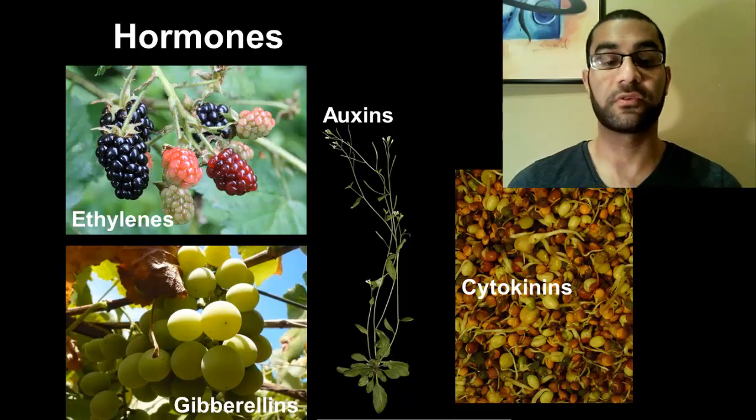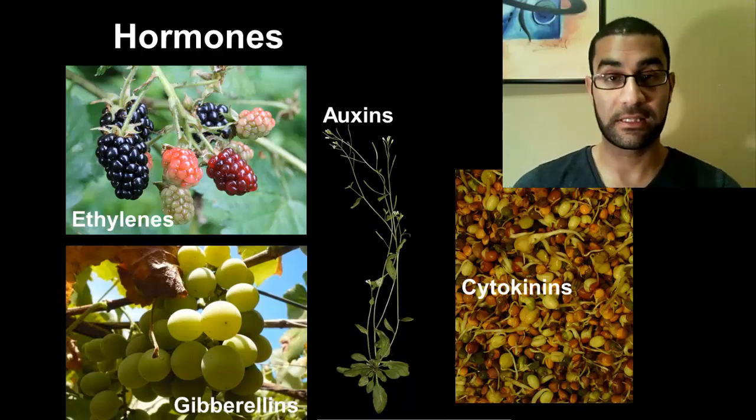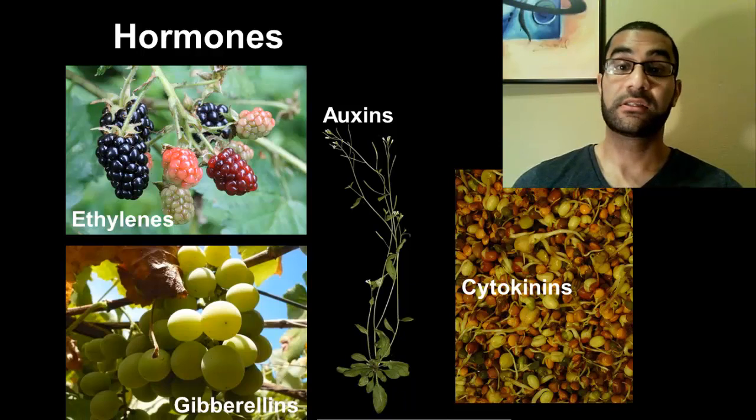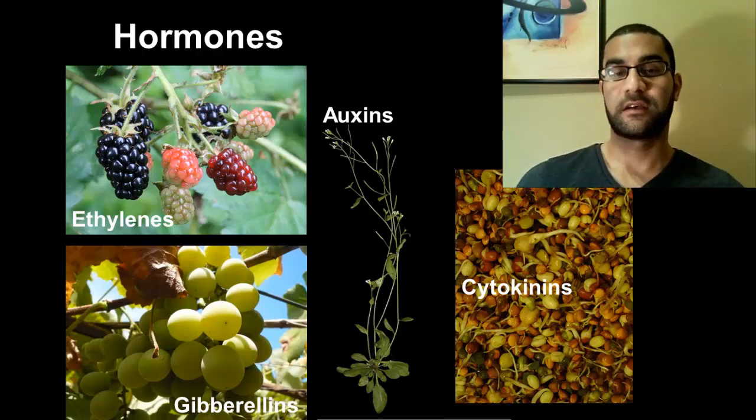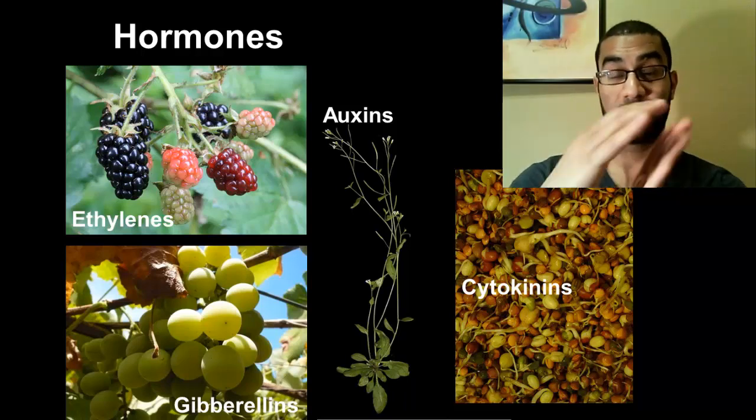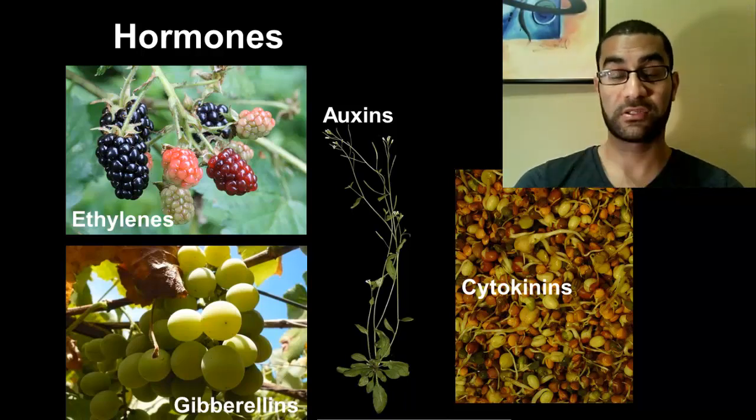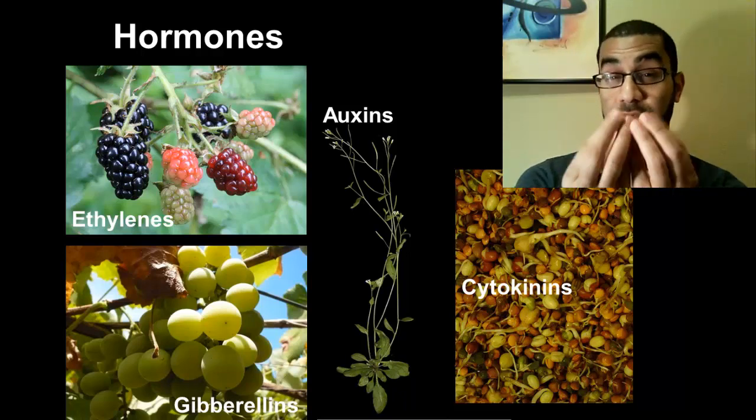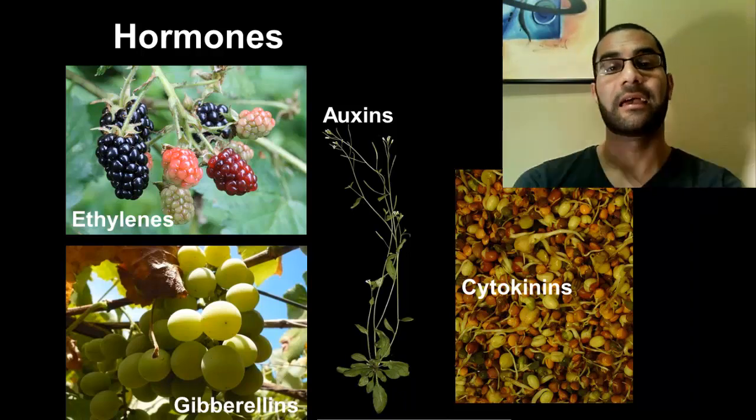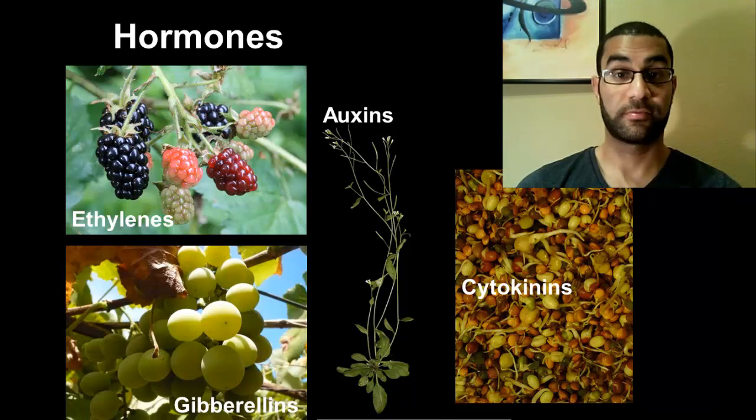Okay, so just remember those four basic categories of hormones. Ethylenes ripen, gibberellins allow for substantial growth of fruits, auxins allow for cell elongation and vertical growth and can actually adjust how vertical growth moves in certain directions, and cytokinins allow for the initial growth of the buds or the seeds and for lateral growth of the more mature plants.